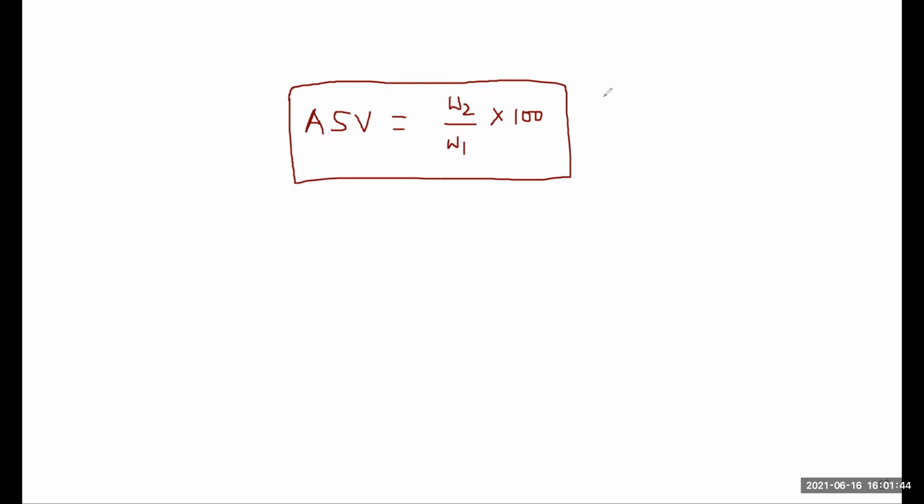The aggregate soundness value is also found in the same manner in which we find our crushing strength test, impact test, hardness test, flakiness index test, and elongation index test. Here we also use the same denotation, W2 by W1 into 100. Here W2 is the weight of the aggregate which will be found after the use of chemical or after repeating 5 to 10 cycles.